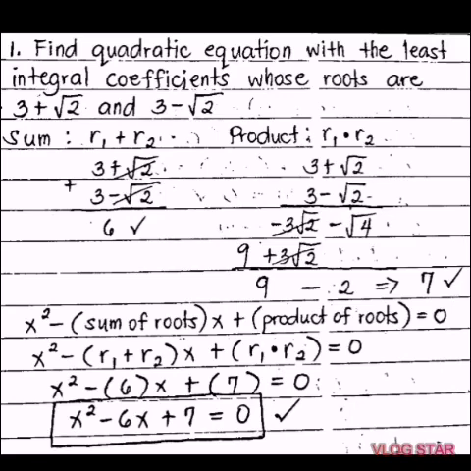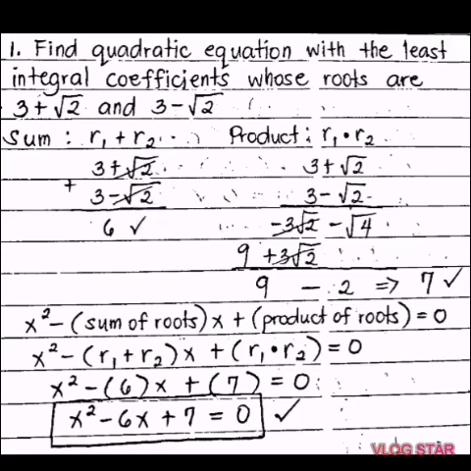So first we are going to get the sum. The sum is r sub 1 plus r sub 2. So your r sub 1 is 3 plus square root of 2, and your r sub 2 is 3 minus square root of 2. Now, in addition of radicals, you have to make the radicand equal. If the radicands are the same, then you can add. Like in this example, the radicand here is square root of 2, and the other one is also square root of 2.